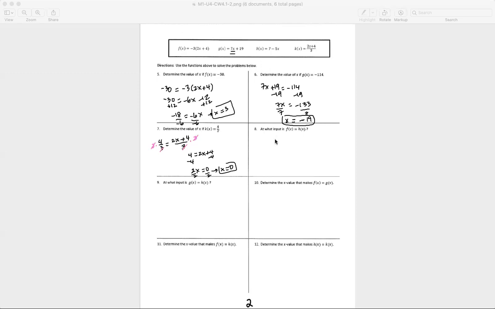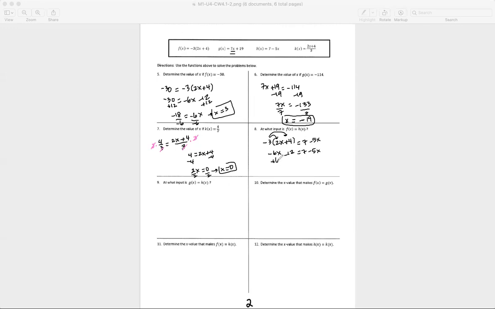Number 8, at what input? Again, when they say at what input, that means they're looking for an x value. When is f of x equal to h of x? f of x is equal to negative 3 times 2x plus 4, and we want that to be equal to 7 minus 5x. And basically, by distributing, you get negative 6x minus 12 is equal to 7 minus 5x.